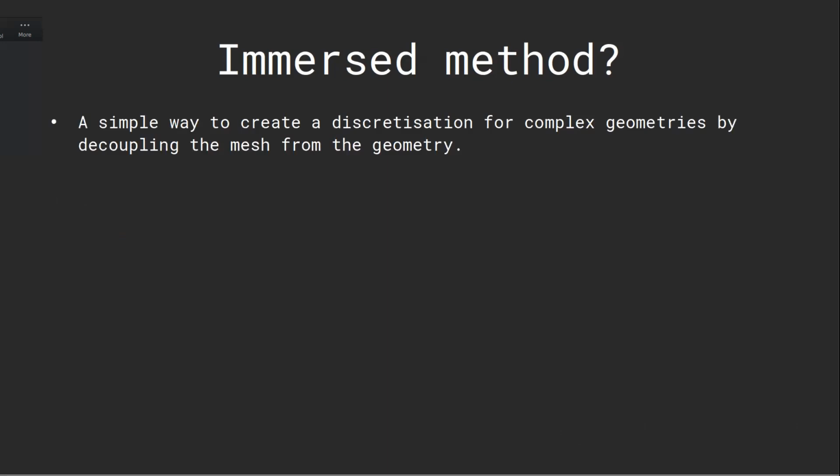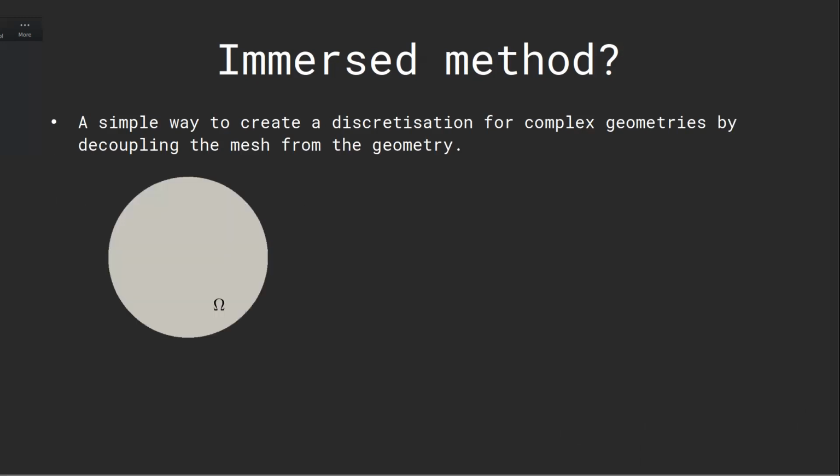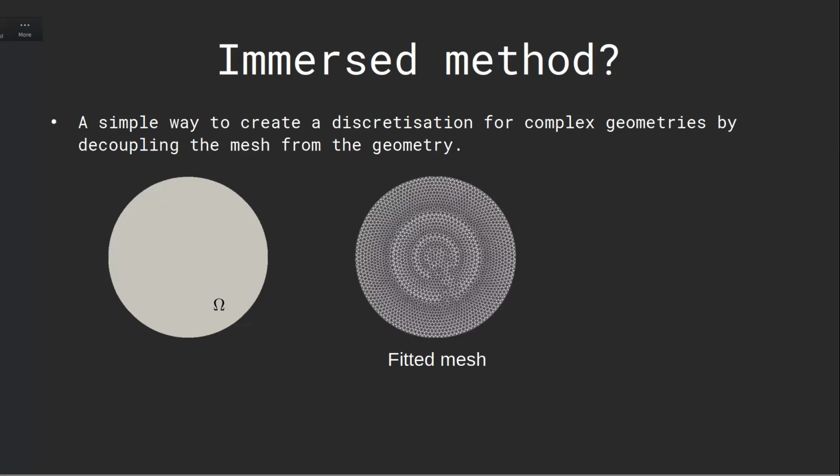Okay, so what are immersed methods? One way I usually like to explain it is that it creates a simple way of creating a discretization for complex geometries by decoupling the mesh and geometry. To exemplify this, I here have an example geometry, a circle. If we wanted to mesh or discretize this, we could of course just create a fitted mesh like this. But let's say for the sake of argument that we have a geometry that would be really difficult to mesh. Let's say it's a complex shape or something.